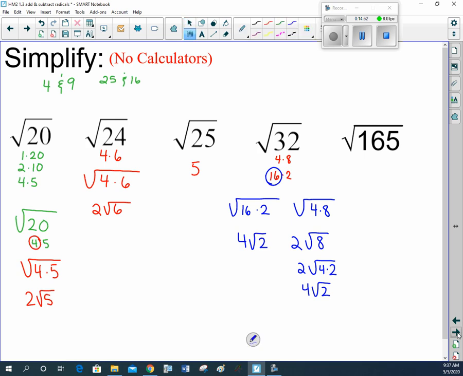So if I'm looking at this, this would be one case where I'd actually do the prime factorization. This is 5 times 33, and I know that 33 is 3 times 11. That's prime factored. There are no perfect square factors for 165. So in its simplest radical form, it's the square root of 165.